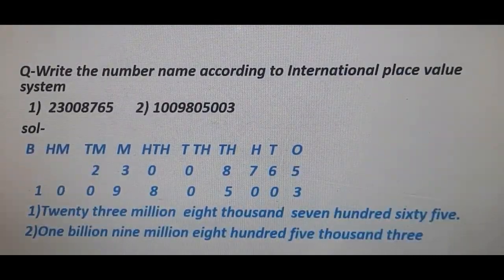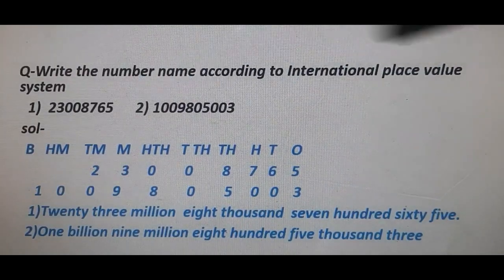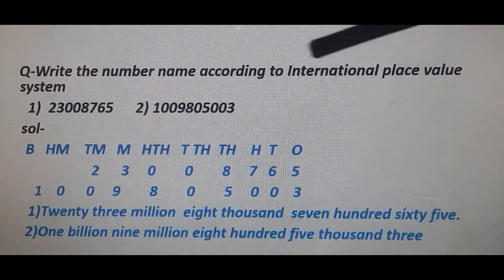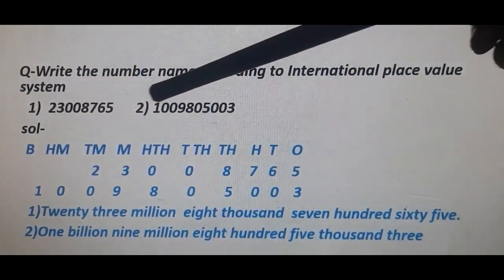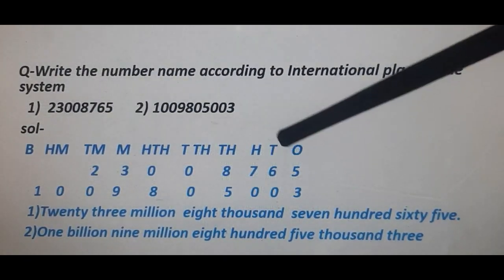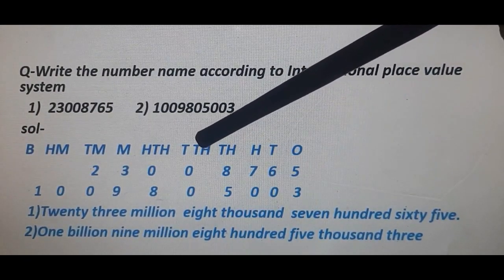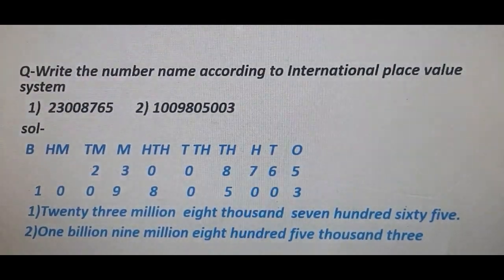Next question is write the number name according to the international place value system. It is given in the question. We have to use the international place value chart. So 2 parts are there. Before starting the parts, we have to write down the places. Ones, tens, hundreds, thousands, 10,000, 100,000, million, 10 million, 100 million and billions.